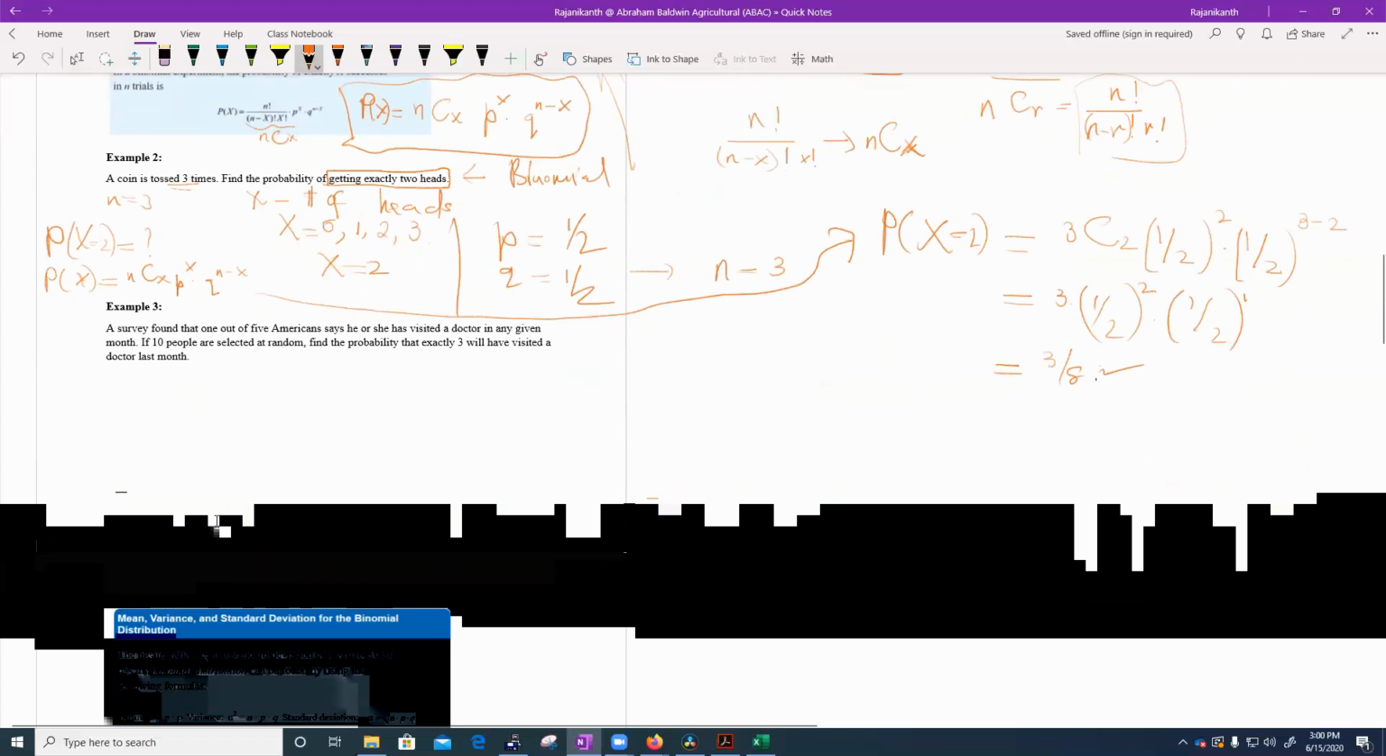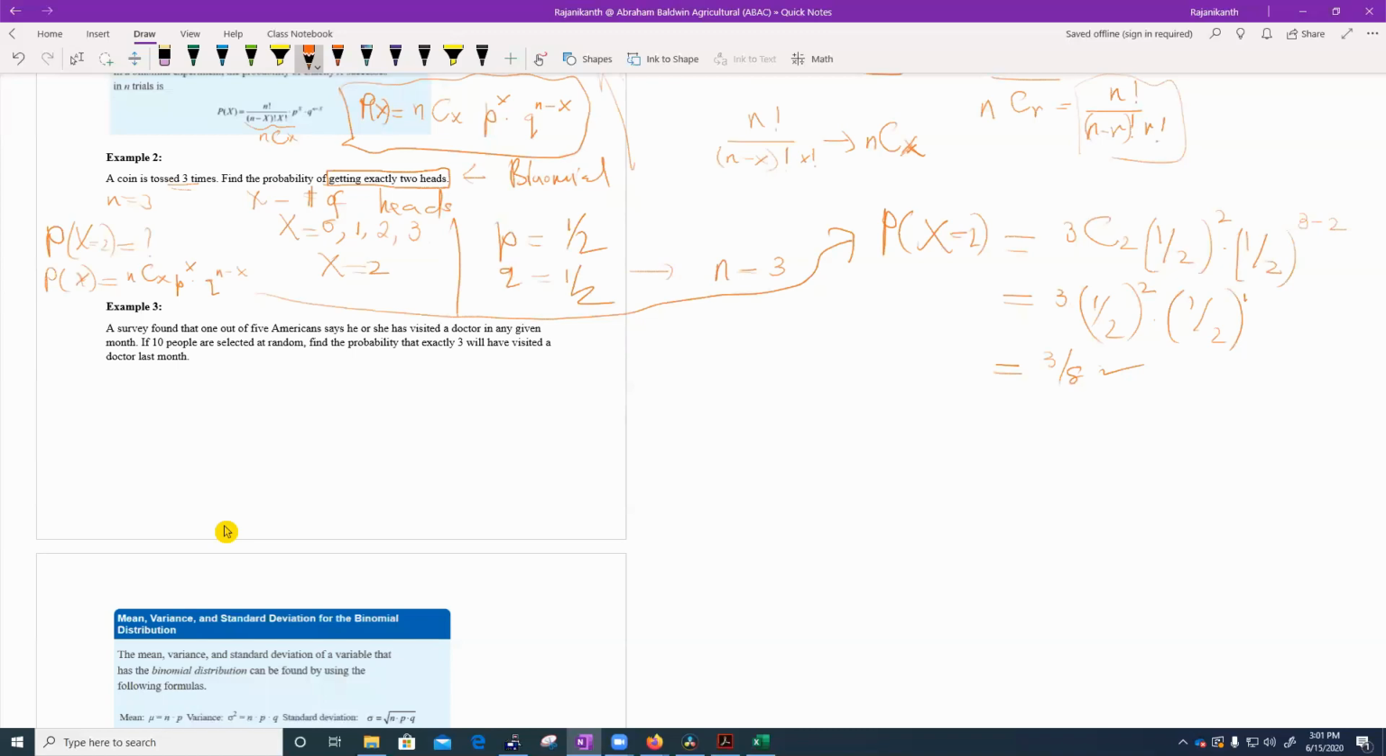The survey found that 1 out of 5 Americans says he or she has visited a doctor in any given month. If 10 people are selected at random, find the probability that exactly 3 out of 10 will have visited doctors last month. So the research says that one out of five Americans see the doctor.